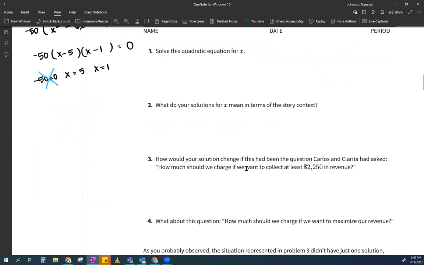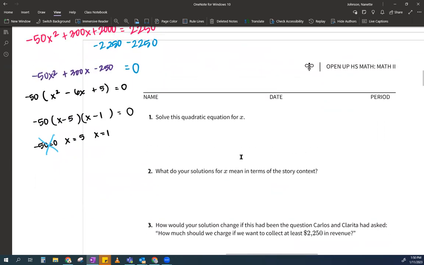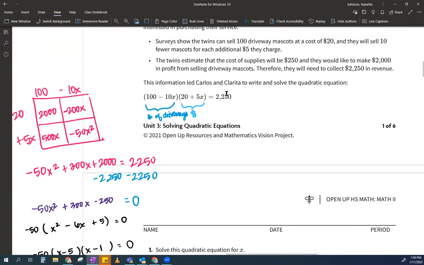It says, how would your solution change if the question they asked was, how much should we charge if we want to collect at least $2,250? Now, I don't know about you guys, but whenever I'm saving up for money, I don't necessarily think about, okay, when I get that enough money, I'm just going to stop.